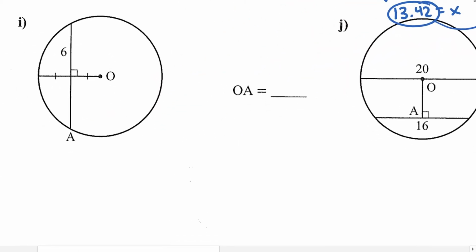Okay, let's move on to letter I here. I need to find the value of OA. So what is OA? Here's O and here's A. I'm assuming that we're looking for the radius right there. We're given this value right here is 6. So if that's 6, then, as we've seen a few times, this side has to be 6 as well.